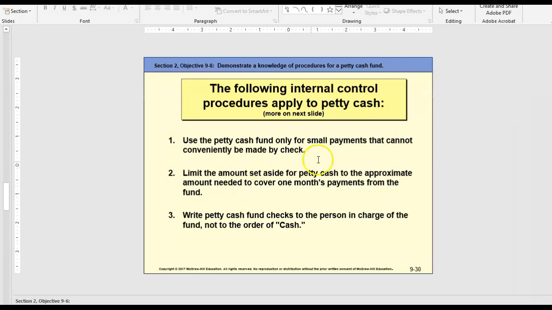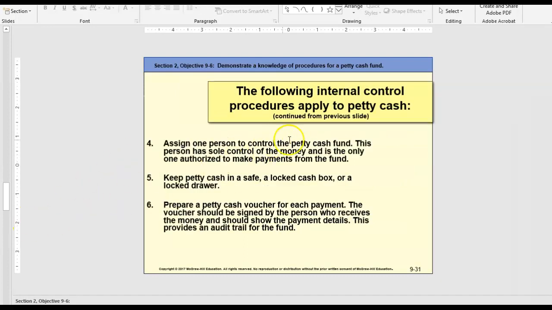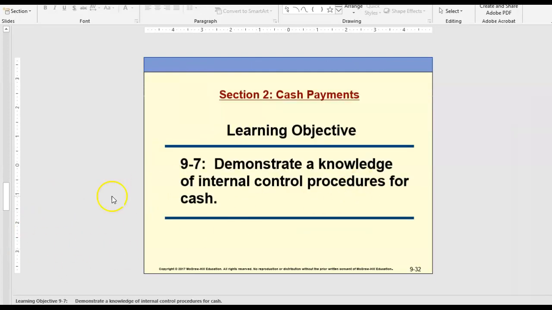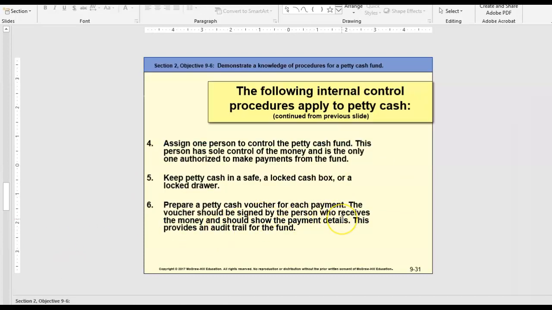Okay. It's only used, once again, for small payments that cannot be conveniently made by a check. Usually the fund is limited to a certain amount, like $200 a month or something like that. Usually one person controls the petty cash fund. And usually there's a voucher for each payment that goes out, even if it's just a handwritten note. Like I took $8 out to go to the post office today to buy stamps, and write down the date and the amount. That's all that's really required.